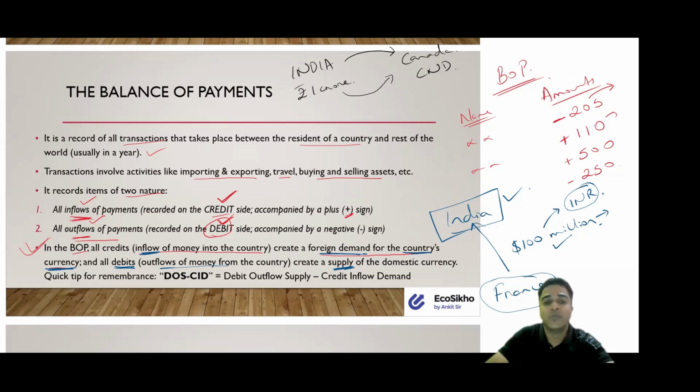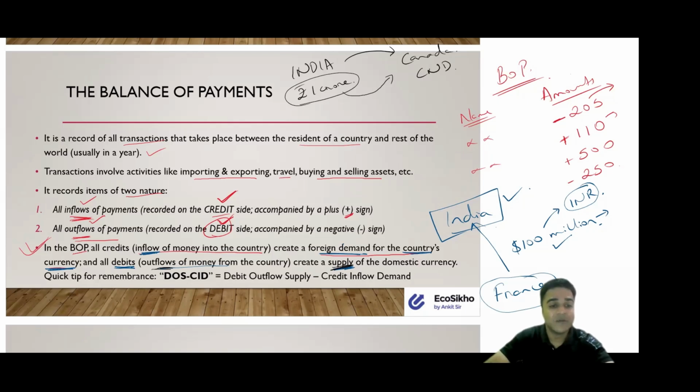So this 1 crore rupees, which was essentially an outflow of money, creates a supply of money. It creates a supply of Indian currency in the market, where I am offering people 1 crore rupees in Indian currency. I'm offering people: take my 1 crore rupees and in return give me some Canadian dollars. So that is the essence of it.